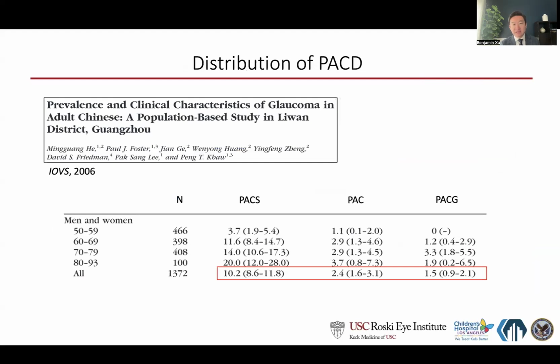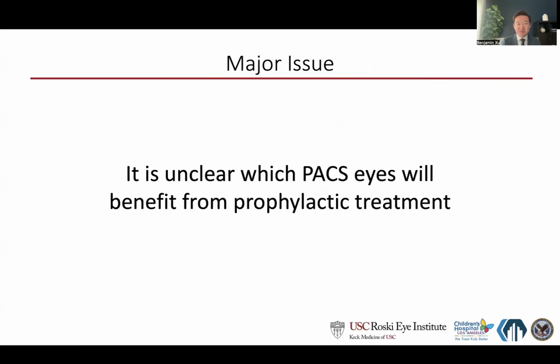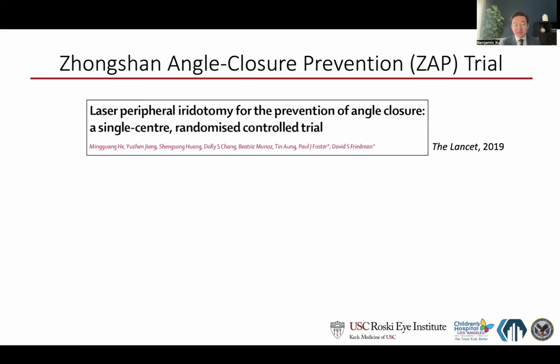However, we also know, based on population-based epidemiological studies, that the majority of primary angle closure disease is mild in the form of primary angle closure suspect rather than PAC or PACG. This leads to another important issue, which is that it is unclear which PACS eyes will benefit from prophylactic treatment. This was the topic of study of the landmark Zhongshan Angle Closure Prevention Trial, or ZAP trial, which was published in The Lancet in 2019.